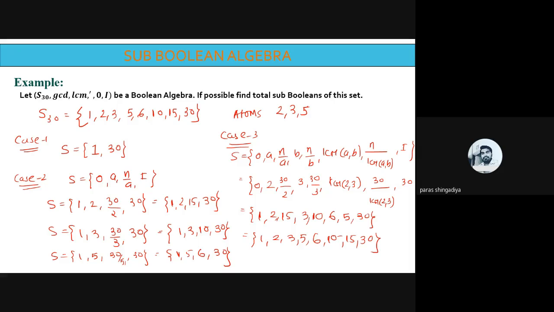And now consider it total. For the 2 element we have 1 set, for the 4 element we have 3 sets, and for the 8 element we have 1 set. So the answer, the total sub-Boolean algebra, is equal to 1 plus 3 plus 1, that is equal to 5. So total sub-Boolean algebra we can predict is equal to 5.